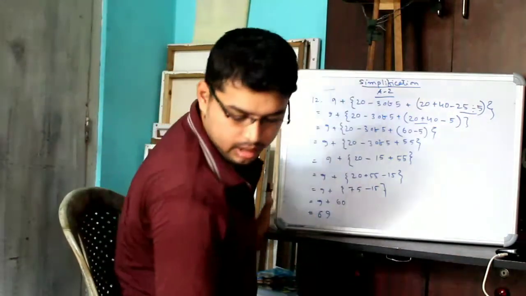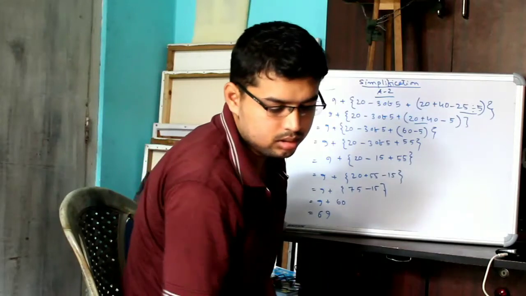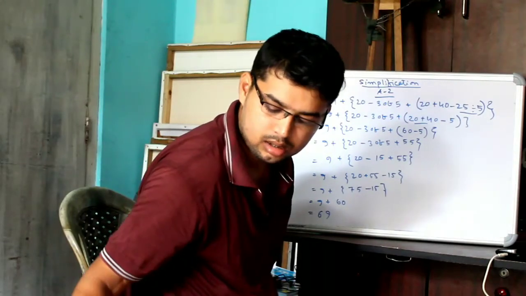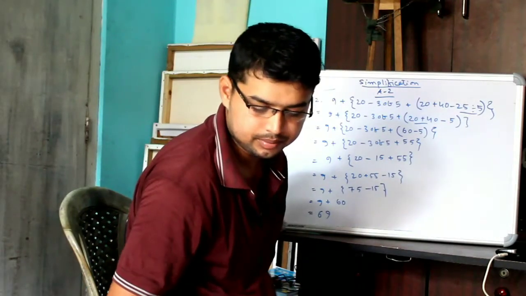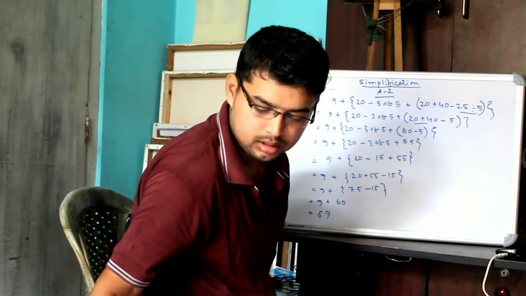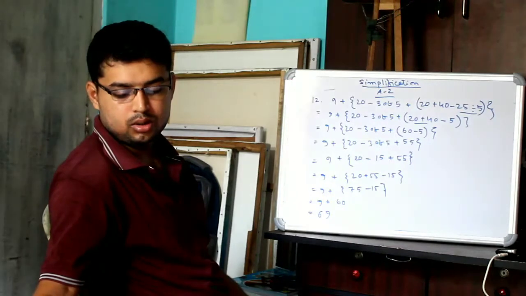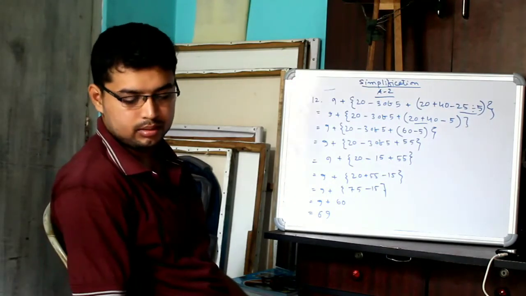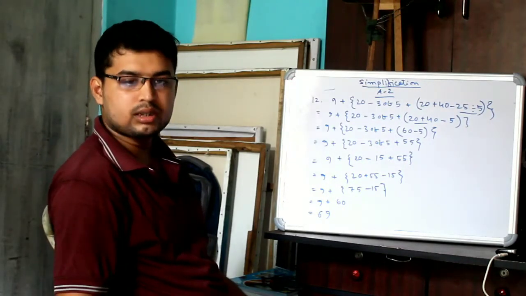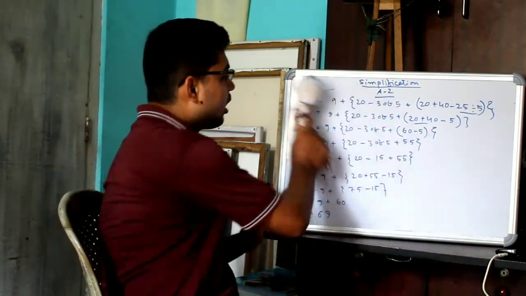So by this our simplification chapter is finished. Okay. So the rest are all homework. So do the homework carefully. Next chapter we will start factorial multiples. Okay, our chapter is finished.